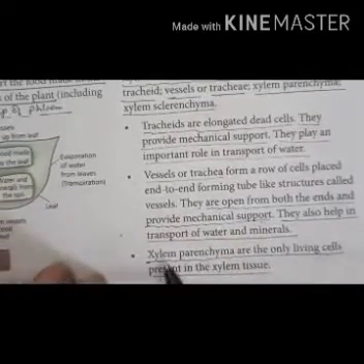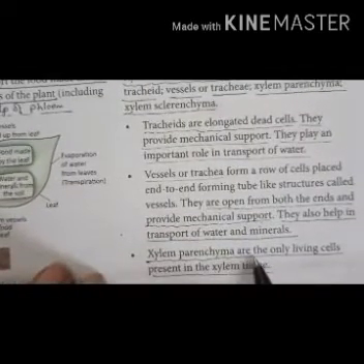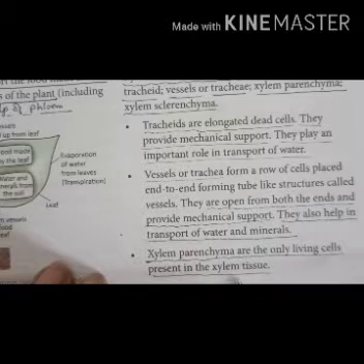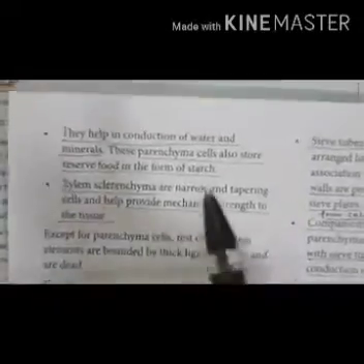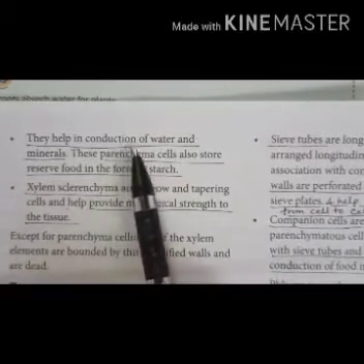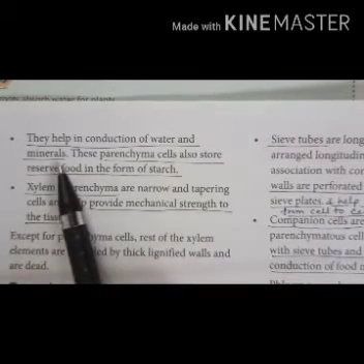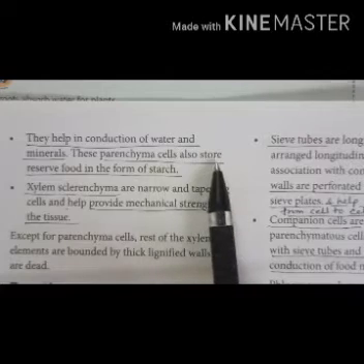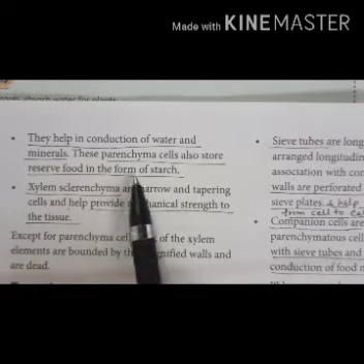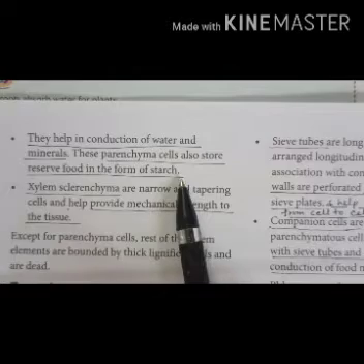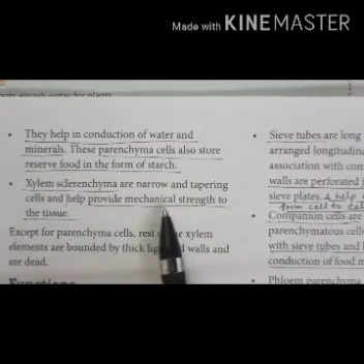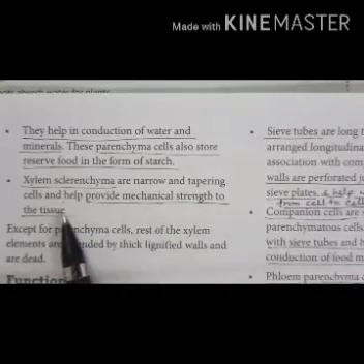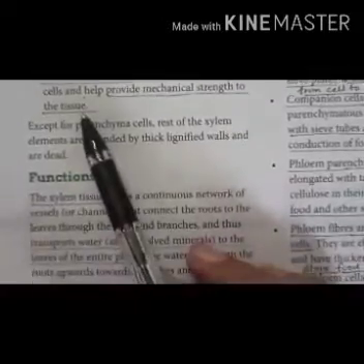Right? Now next is your xylem parenchyma. These are the only living cells which are present in xylem tissues, and they help in conduction of water and minerals, and these parenchyma cells also store reserve food in the form of starch. Right? Now next is your xylem sclerenchyma, which provides mechanical support to the tissue.